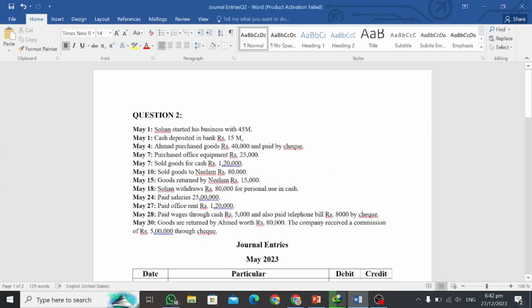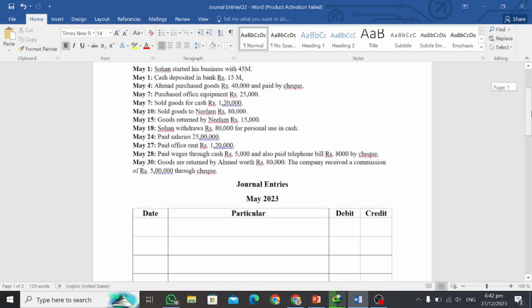I have already prepared the format, so let's begin. May 1, Sohan started his business with 45 million. So 45 million is the amount of capital. When the capital increases, it is credited. And 45 million is cash, which is an asset. So when its value is increased, it is debited.